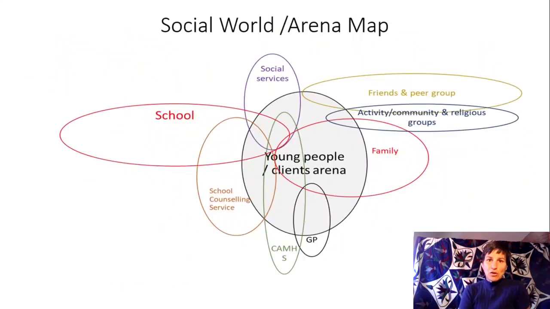Now, the next maps are to do with social groups. Again, this helps to look at and understand the data in different ways. The map here shows the young person or client group arena in grey and the involvement of the different groups and social worlds. As you can see, this can be quite complex with overlapping worlds.